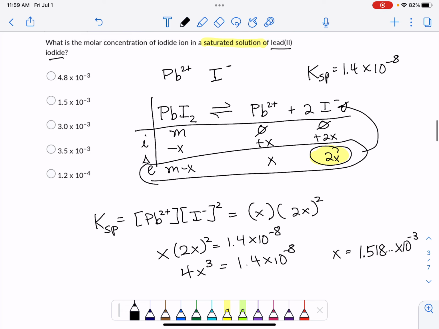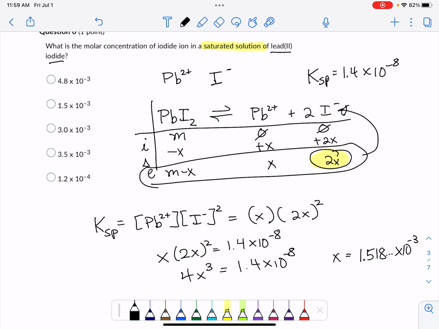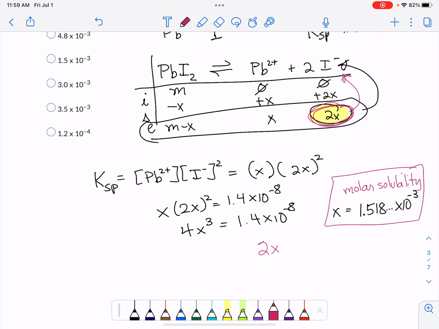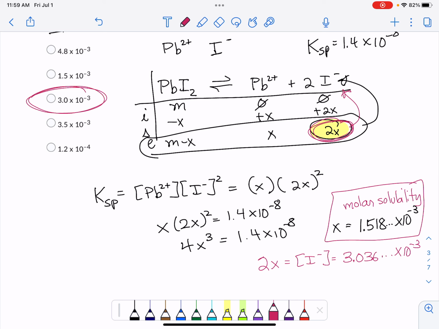If the question asked what is the molar solubility, this would be my answer. This is the molar solubility. The molar solubility is going to be x, but it didn't ask what is the molar solubility. It asked for the molar concentration of iodide ion, which is 2x at equilibrium. So 2x is equal to that iodide ion concentration at equilibrium, and that's 3.036 times 10 to the minus 3. So it looks like 3.0 times 10 to the minus 3 molarity is my answer.